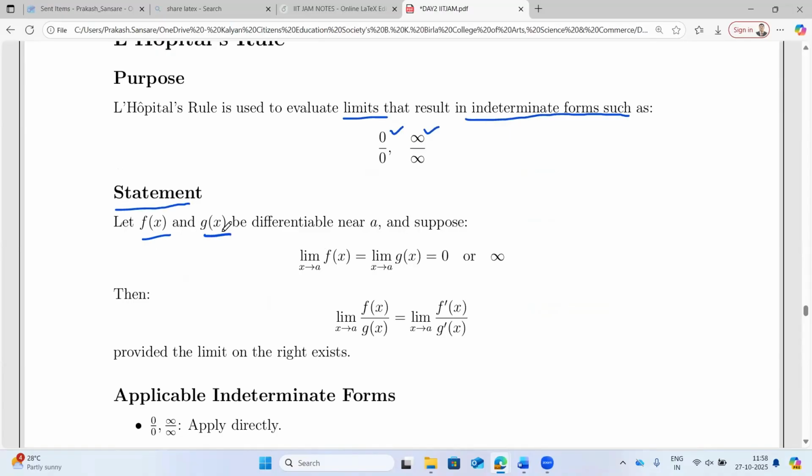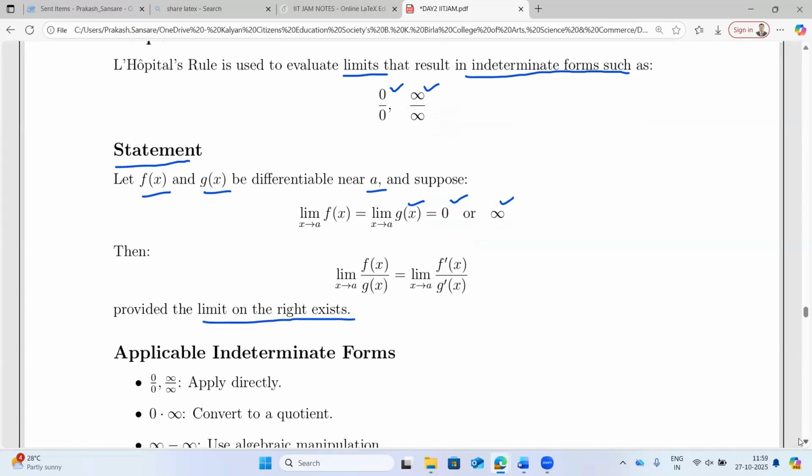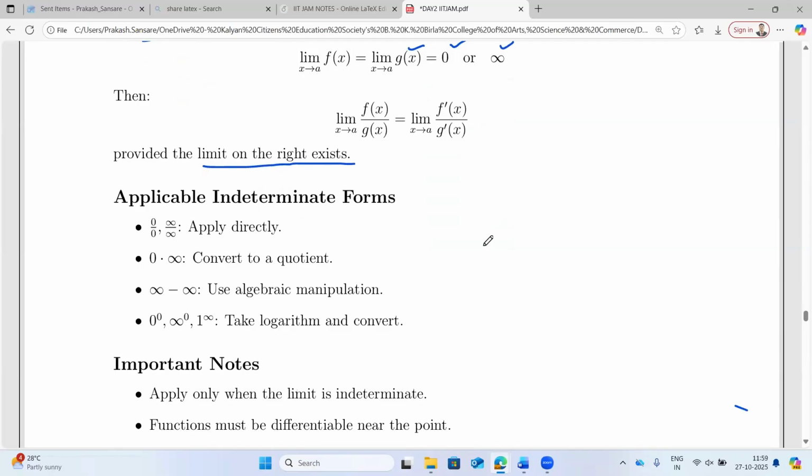Let f(x) and g(x) be differentiable at a, and suppose the limit as x approaches a of f(x) is equal to 0 or infinity, and g(x) is also 0 or infinity. Then evaluating this limit is equivalent to finding the derivatives first and then taking the limit, provided the limit on the right hand side exists. Of course, this assumption one needs to think of. It is applicable to indeterminate forms 0 by 0, infinity by infinity.